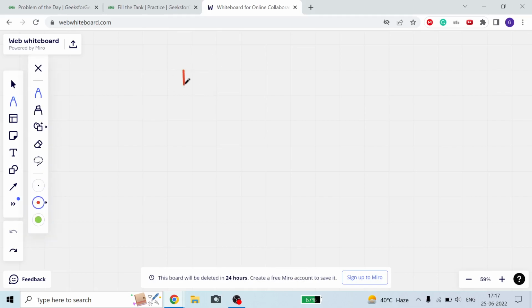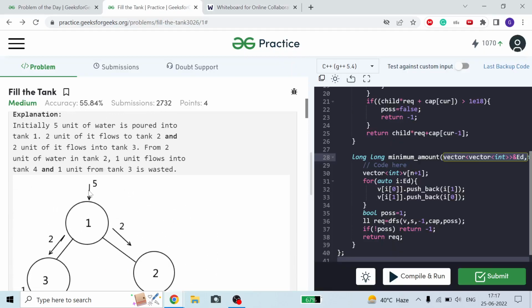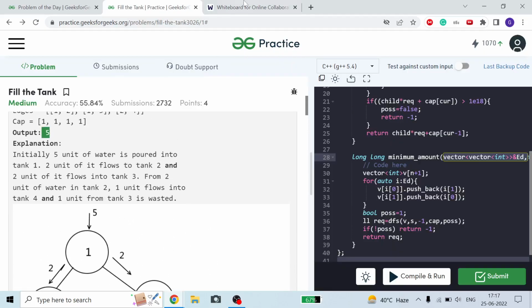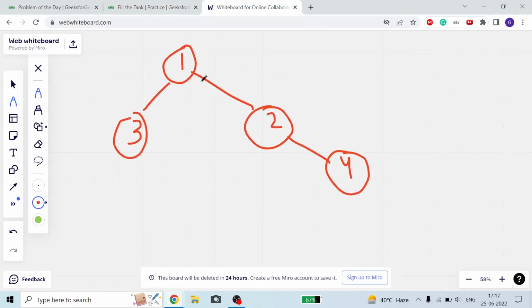I have taken a bold marker. It is 1, then it is 3, then it is 2, then it is 4. This is the tree structure given to us initially. Now the minimum amount of water according to the answer is 5. Now we will understand how, and the capacity of each of the nodes is 1.